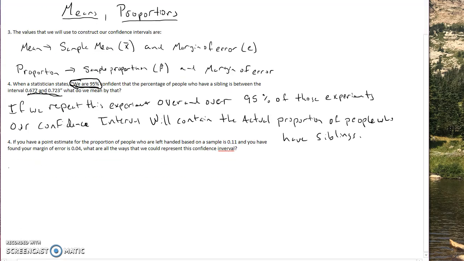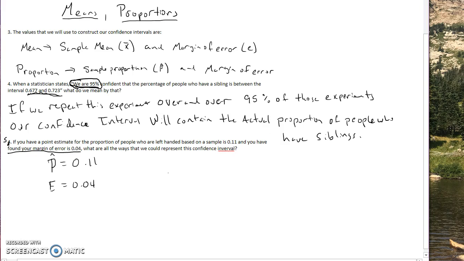And then the last one we're going to take a look at here, this should actually be number 5. If you have a point estimate for the proportion of people who are left-handed based on a sample and you get 0.11, so we know that the p-hat value we collected, let's say we sampled 100 people and 11 of them were left-handed, we find that the sample is 0.11, and again, we'll work on this in class, but we calculate that our margin of error is 0.04. What are all of the ways that you could represent this interval?